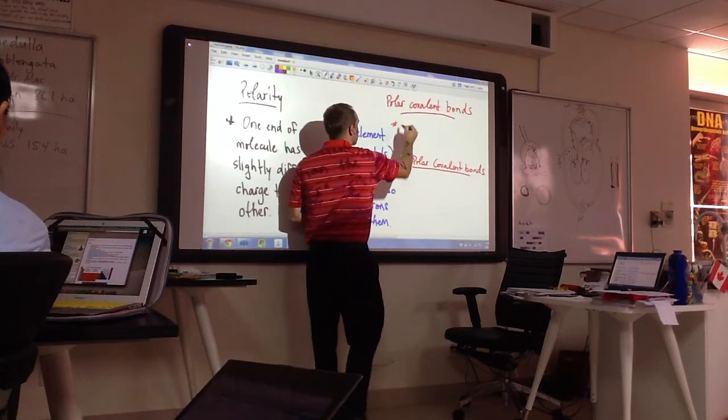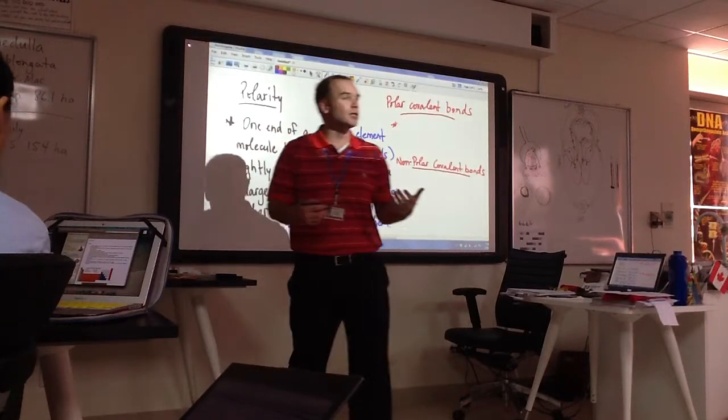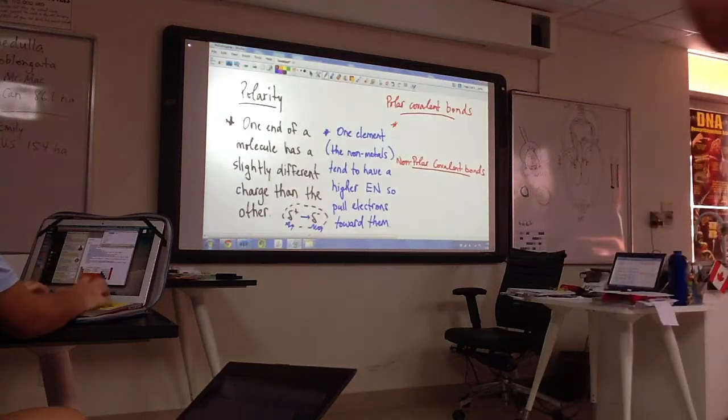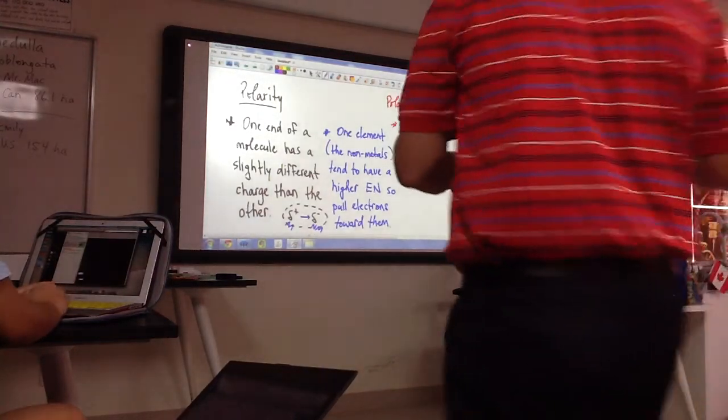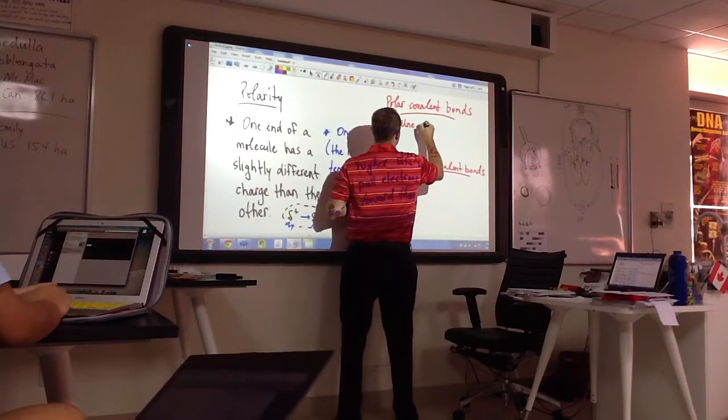Right. What's happening here specifically? This is kind of the same idea as this, right? When we're talking about covalent bonding, what are we talking about with the electrons? Sharing. We're talking about sharing of electrons, but they're unequally sharing. Unequally, yeah. Polar covalent bonds have unequal sharing.